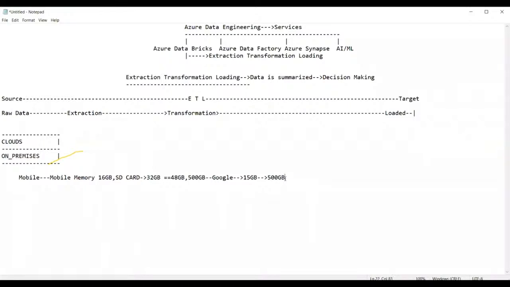Now, guys, I bought it. Everything is done now. Totally, what is the amount of memory I have? 548 GB. That means 48 GB in my mobile phone and 500 GB on my Google Drive.